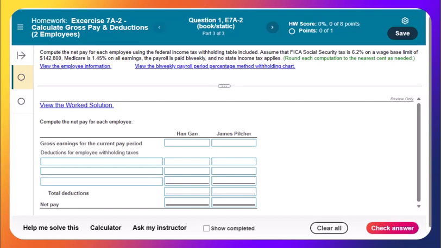Exercise 7A-2, calculate the gross pay and deductions and net pay of 2 employees. So, compute the net pay for each employee using the federal income tax withholding table included. Assume that FICA, Social Security tax, is 6.2% on a wage-based limit of $142,800. Medicare is 1.5% on all earnings. The payroll is paid biweekly and no state income tax applies. Round each computation to the nearest cent as needed.